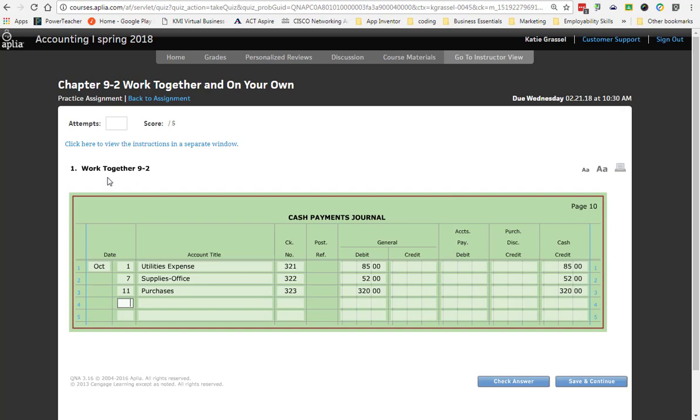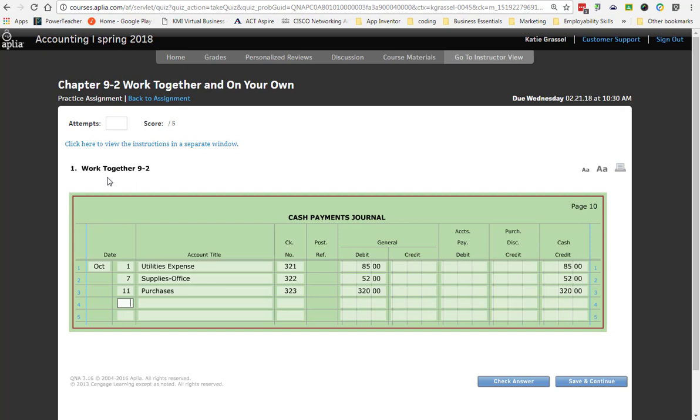Now the 17th. Paid cash on account to West Supply covering purchase invoice number 199 for $3,420, less a 2% discount, check 324. You have to do math, just like we did on the last one. What you need to realize on the 17th is it says paid cash on account. So paid cash on account means I have to use accounts payable. I have to use that accounts payable column.